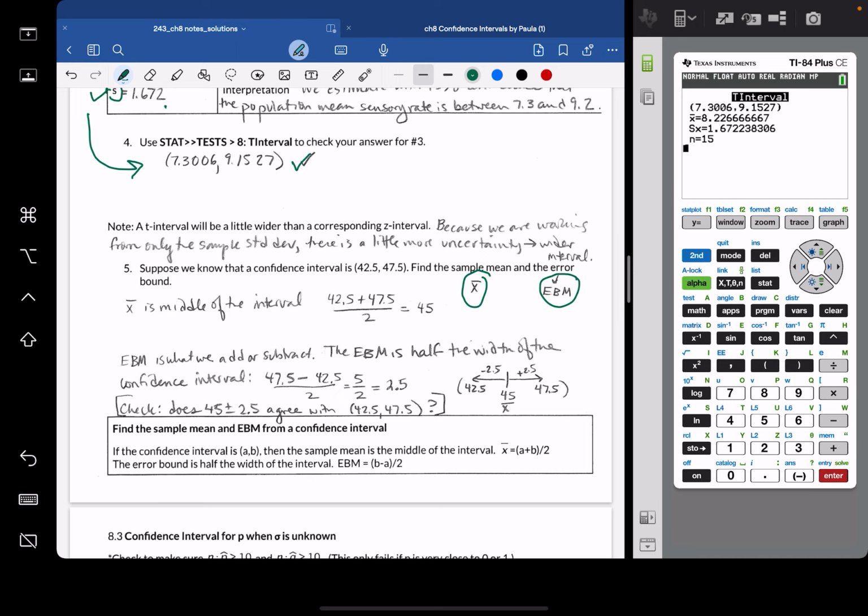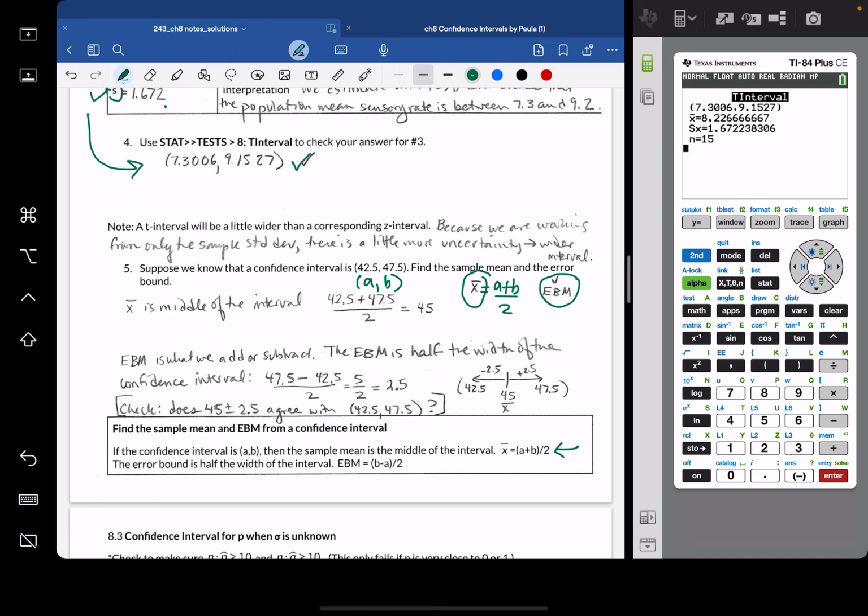Sure. In order to find X bar, you take, let's just call this interval A comma B. So X bar would be A plus B divided by 2. I wrote that right there. And that's just like averaging the two endpoints and finding the middle. And then, so if we add them up and divide by 2, we get 45. That sounds good. 45 looks like the middle of that interval.